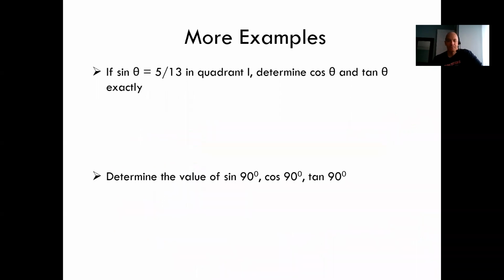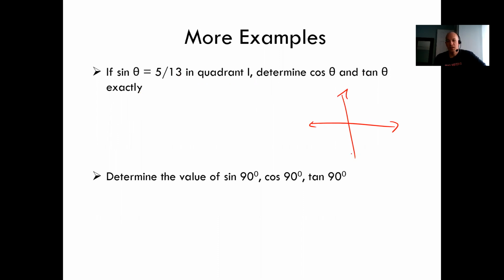Okay. Here's another example. If sine theta equals 5 over 13 in quadrant 1, this is quite important, and you'll see why later on. In quadrant 2, it gets messier. 3 and 4, same thing. But let's determine cos and tan exactly. So we've actually done questions like this before, I believe. I think you might have even done some of that in grade 10. But let's just kind of imagine what we have here. I like to draw pictures all the time.